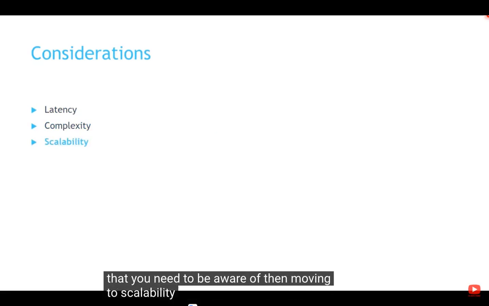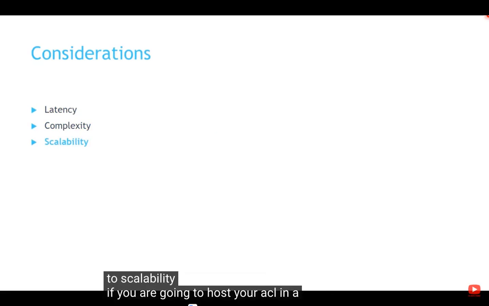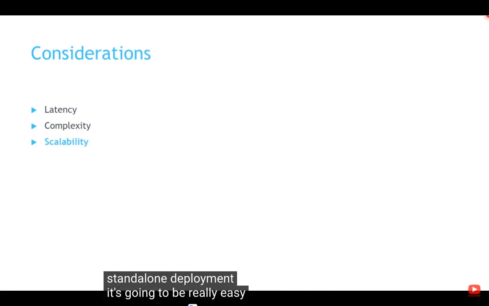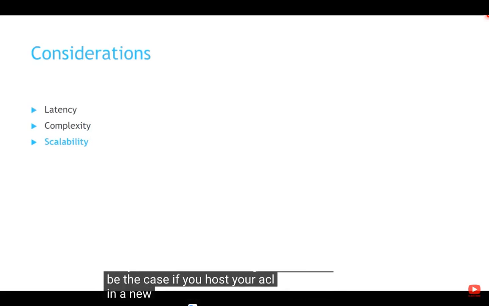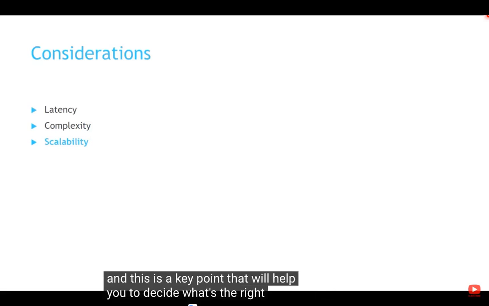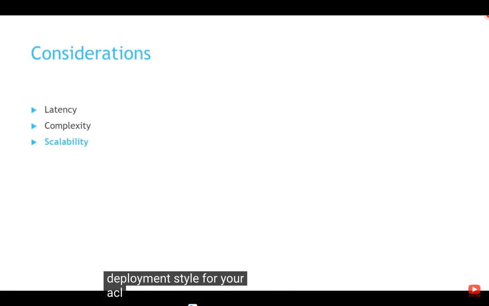Then moving to scalability. If you are going to host your ACL in a standalone deployment, it's going to be really easy for you to scale it as much as you like, because it's going to be in separate Azure services. But you need to think through what would be the case if you host your ACL in a new system or in a legacy system, and you need to scale it as well. And this is a key point that will help you to decide what's the right deployment style for your ACL.